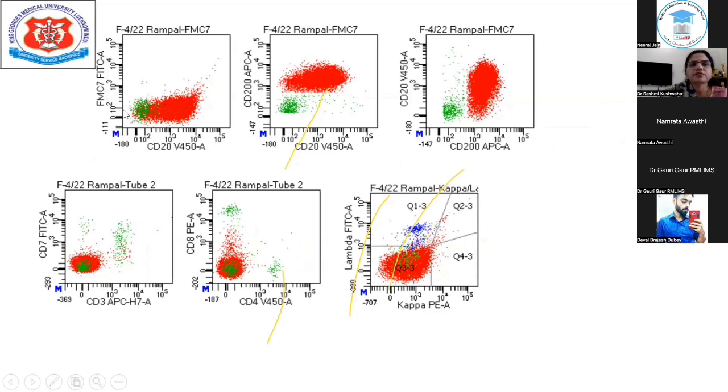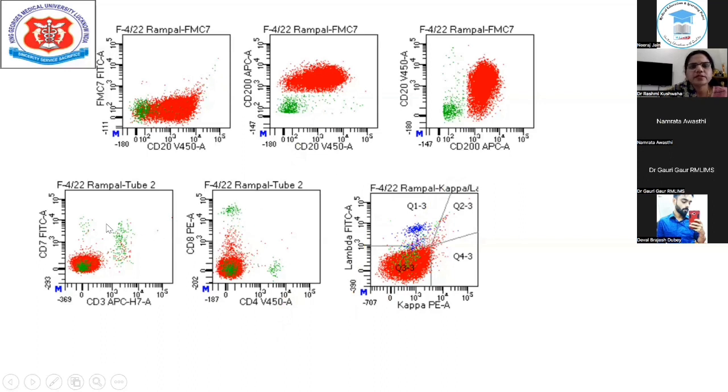Okay, now looking at FMC7 and CD20, we can see the CD20 is not very brightly expressed. There is some heterogeneous expression of CD20. There are some cells here which are normal B cells which are very bright CD20 positive. If you compare with that, CD20 is almost like very dim expression, dim and heterogeneous. FMC7 is absent. When we talk about CD200, it is very bright.